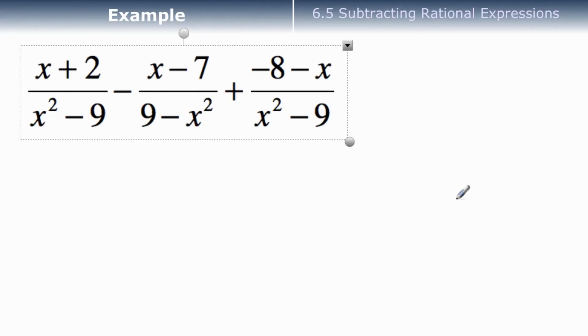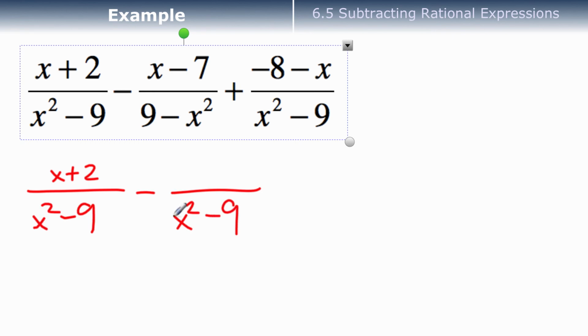Okay, lastly, let's try one with another one of those tricks. I see x squared minus 9, 9 minus x squared, it's backwards. So let's swap that. So I have x plus 2 over x squared minus 9 minus, okay, we're swapping that. So it's going to be x squared minus 9. And what I have to do now is swap this one. If it's only one term, all I would do is change the sign of that term. But if it's a binomial, I simply swap it.